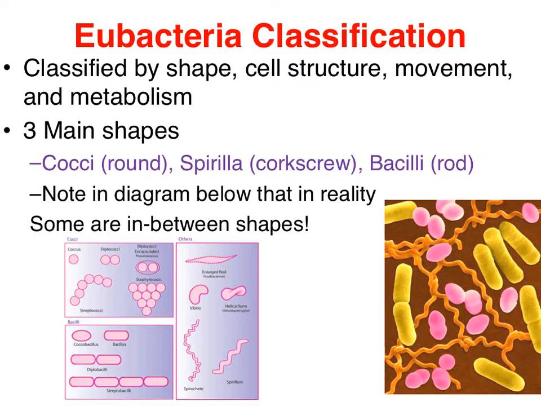So how are bacteria, primarily eubacteria, classified? Bacteria are classified by four different things: by their shape, their cell structure, the way they move, and their metabolic processes. Now there are three main shapes of bacterium. There are more than that, but there are three primary ones.